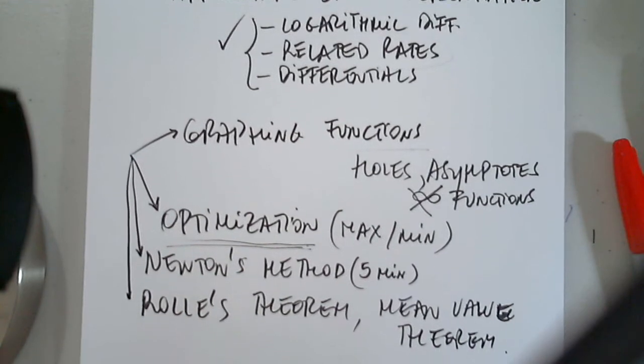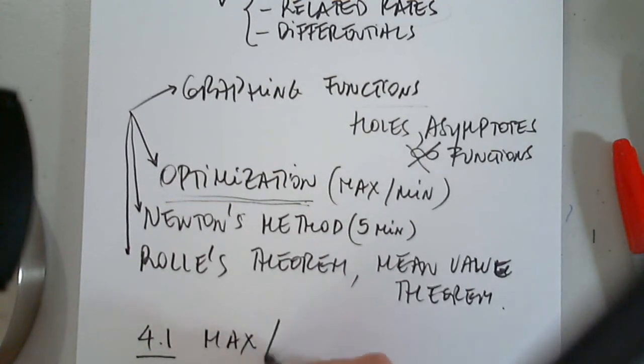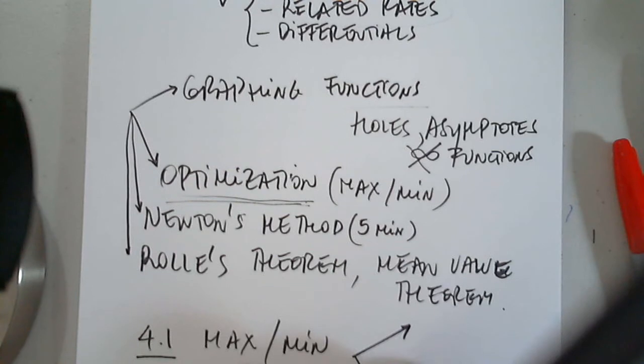Okay, so in 4.1, we're going to look at max-min of functions, of course. How do we find max-min? And they are of 2 different types.